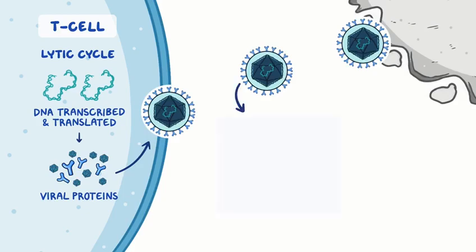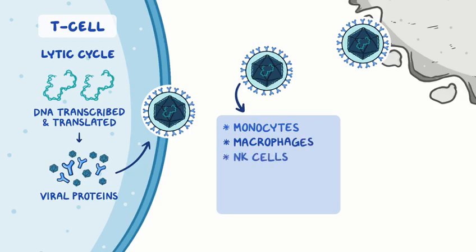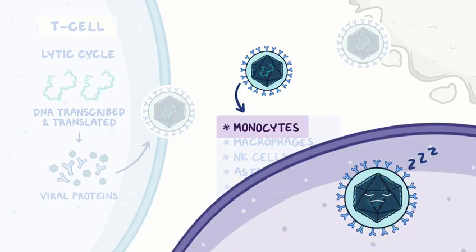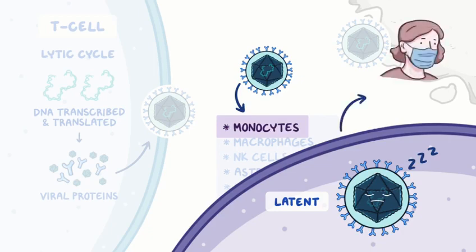The virus can also replicate in a wide variety of other cells, such as monocytes, macrophages, natural killer cells, astrocytes, megakaryocytes, and glial cells, but not as efficiently as inside T cells. Finally, HHV6 can go into a latent state in monocytes, where the virus just hangs out inside the cell instead of killing it. This may sound harmless, but in people with immunosuppression, especially after a bone marrow or organ transplant, the virus can reactivate and cause serious infections, such as encephalitis.